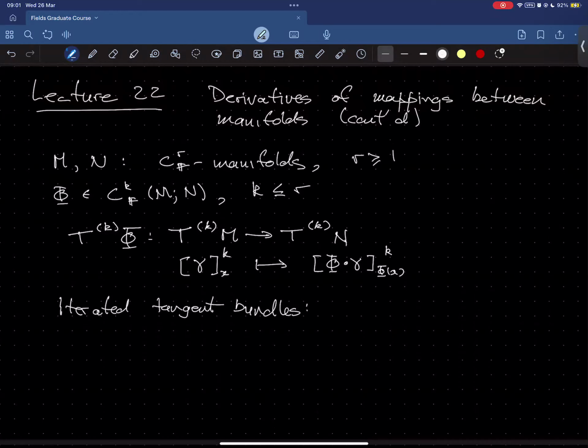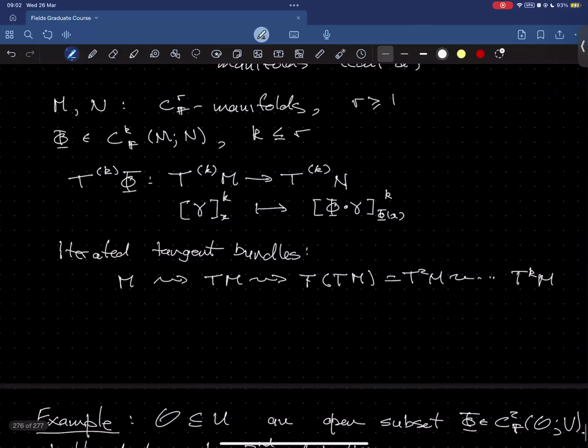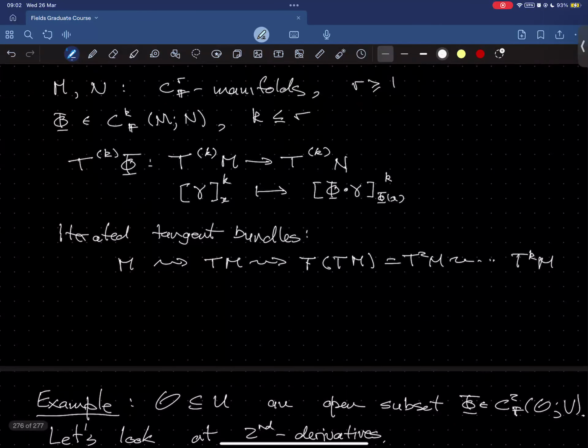Okay, so if I have M, then I can make its tangent bundle. Then I can make its tangent bundle, and let me denote this T2. Okay, and so on, like this. So these are different things, and an example illustrates why.